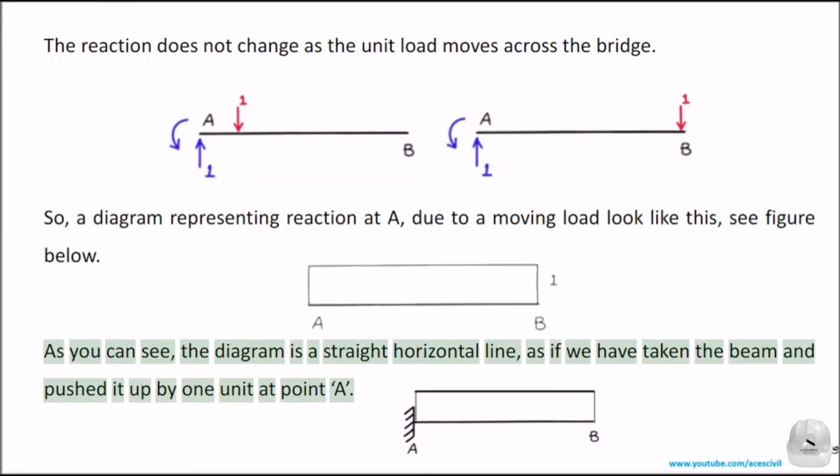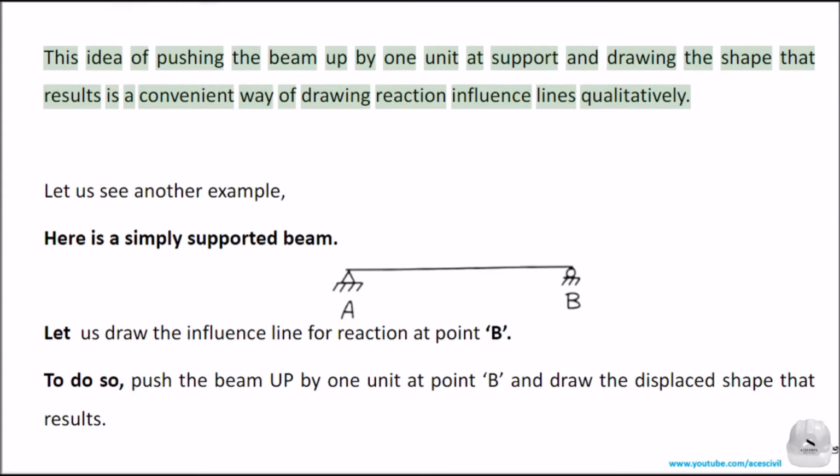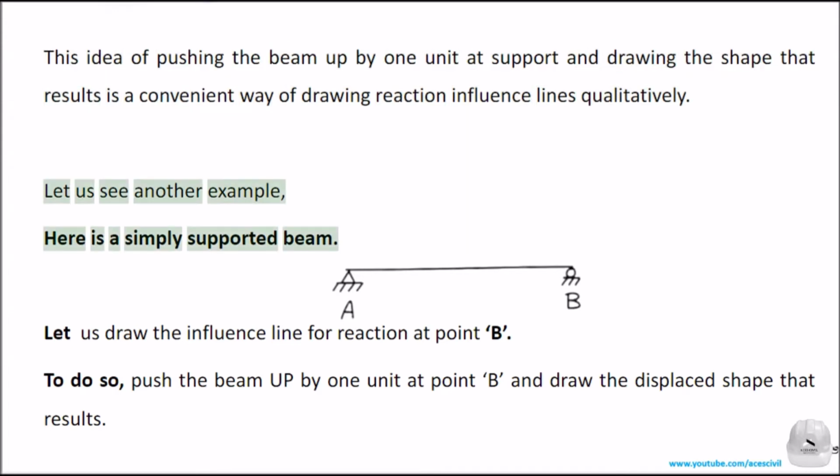As you can see, the diagram is a straight horizontal line, as if we have taken the beam and pushed it up by 1 unit at point A. This idea of pushing the beam up by 1 unit at the support and drawing the shape that results is a convenient way of drawing reaction influence lines qualitatively. Let us see another example. Here is a simply supported beam. Let us draw the influence line for the reaction at point B.